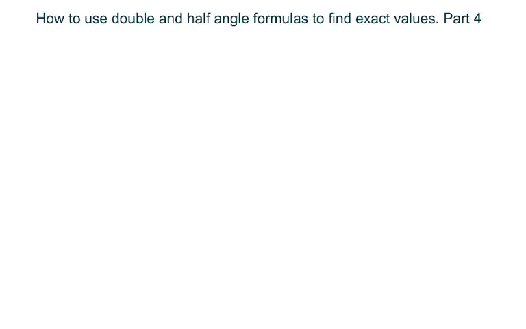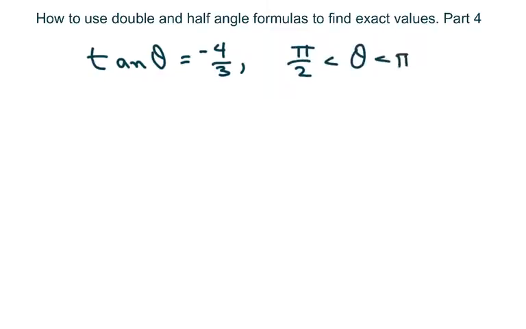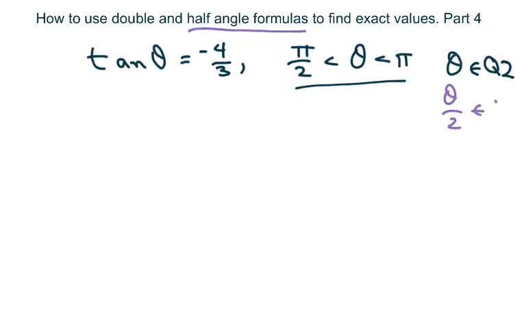Hey everyone, we're going to use double angle and half angle formulas to find exact values. What we're given is tan of theta equals -4/3, and our angle belongs to quadrant 2. So my theta belongs to quadrant 2. Now, because I have to do the half angle formulas, my half angle is going to belong to quadrant 1, because I'm just dividing everything by 2.